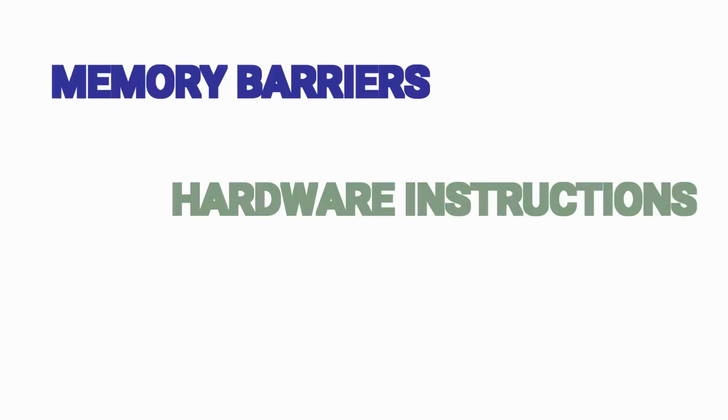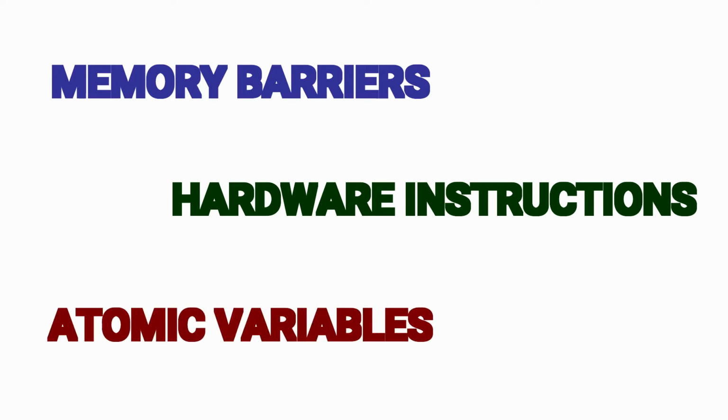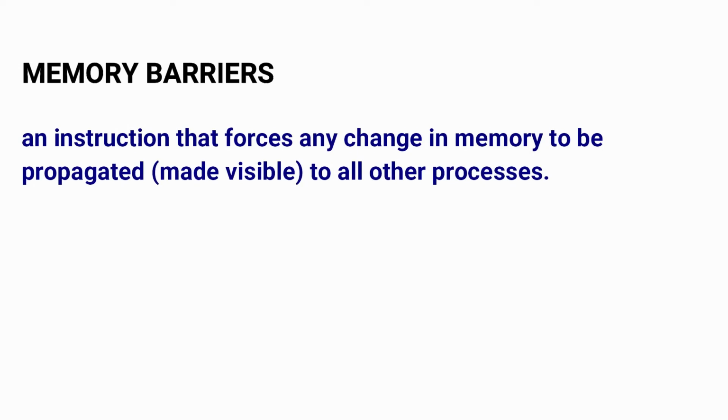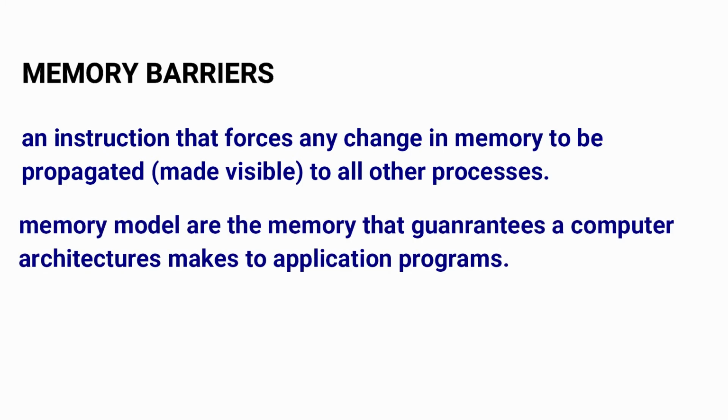There are three forms of hardware support, which are memory barriers, hardware instructions, and atomic variables. Memory barrier is an instruction that forces any changes in memory to be propagated, or made visible, to all other processors. Memory models are the memory guarantees a computer architecture makes to application programs.